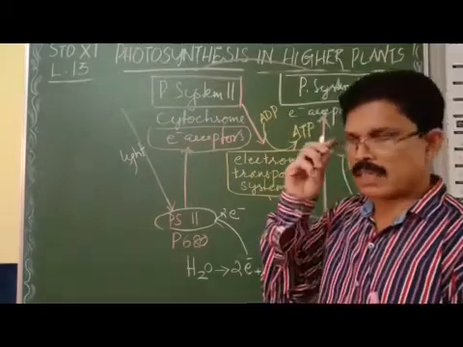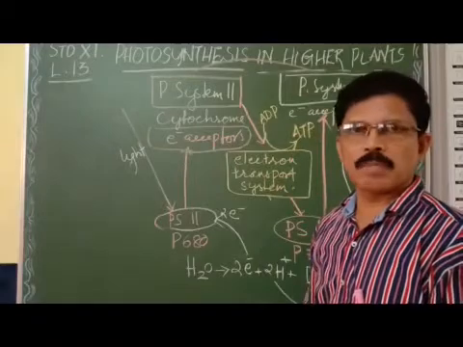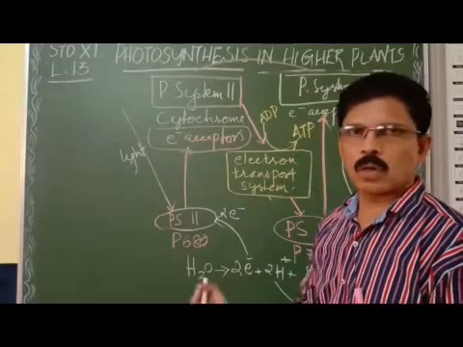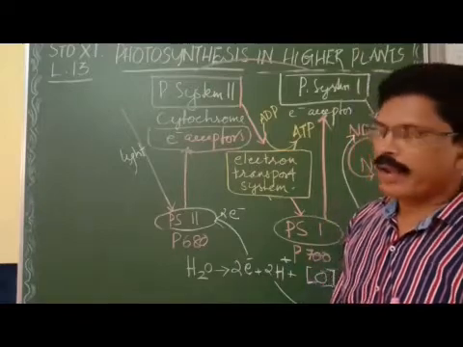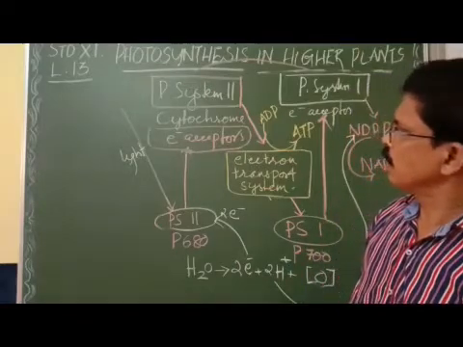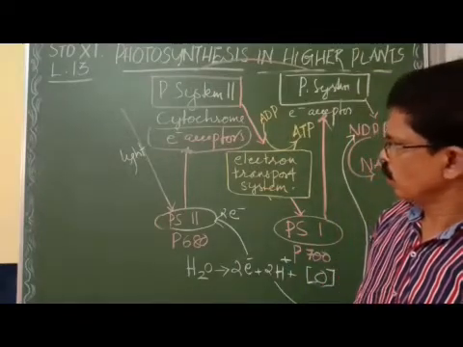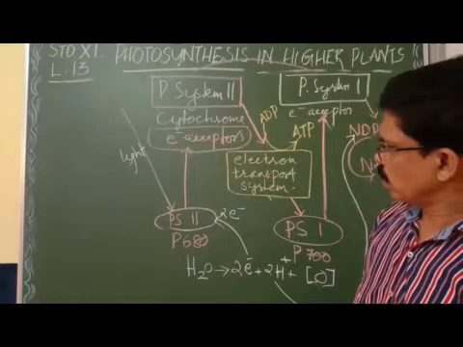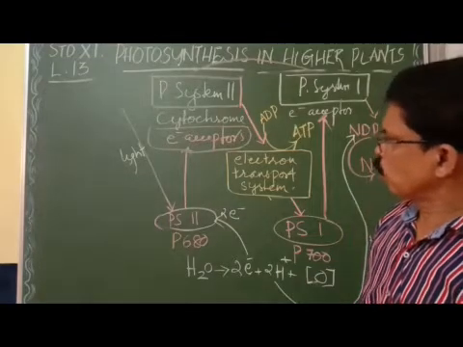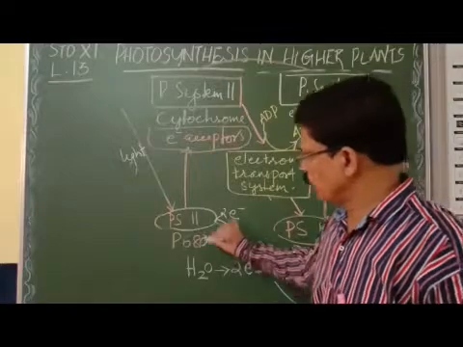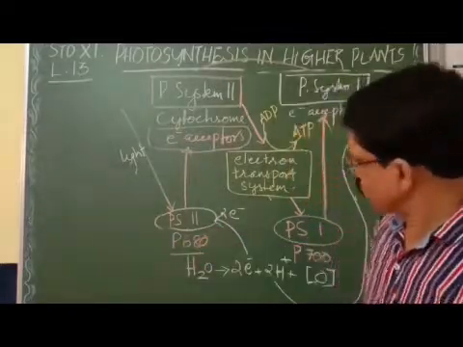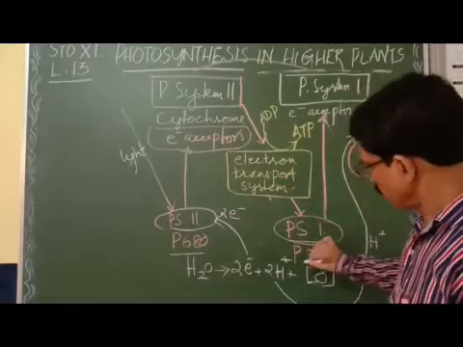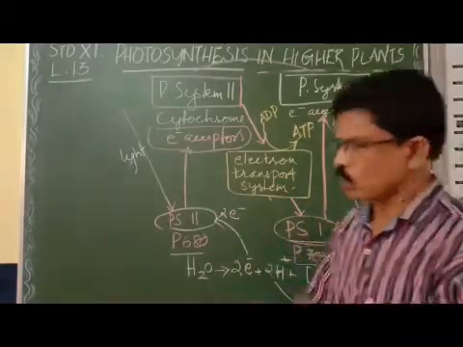You know, the site of the light reaction is the granum or thylakoids, where the chlorophyll molecules aggregate to form quantasomes. And in this light reaction, you can understand that two pigment systems are included: pigment system 1 and pigment system 2.